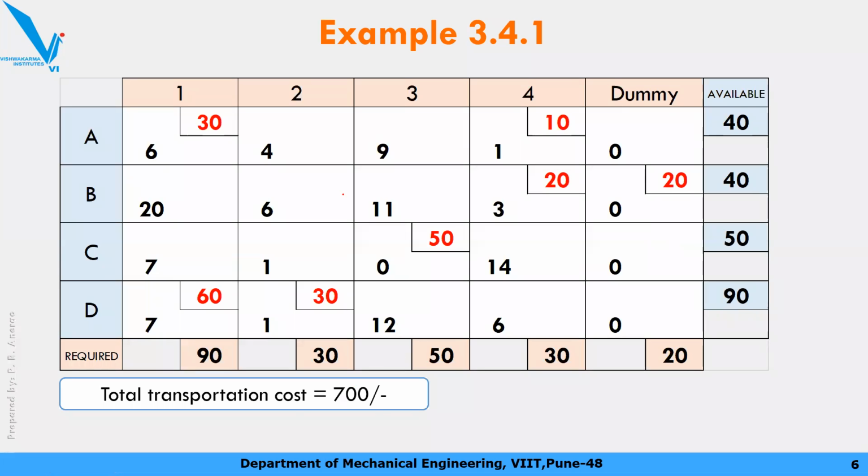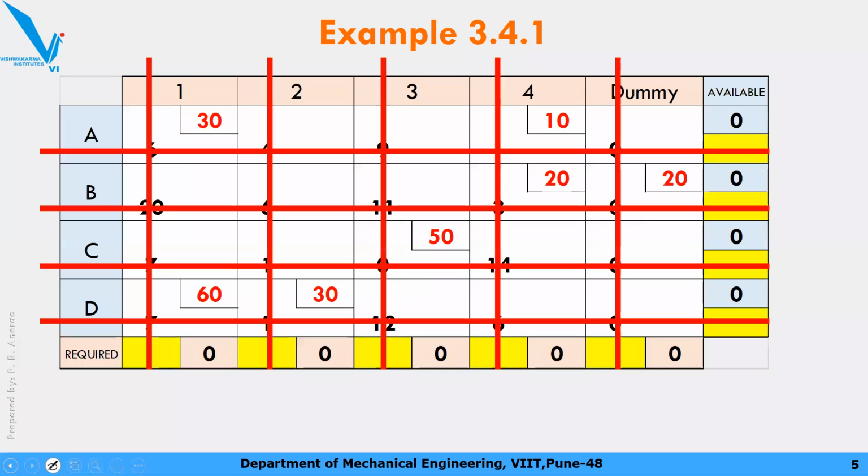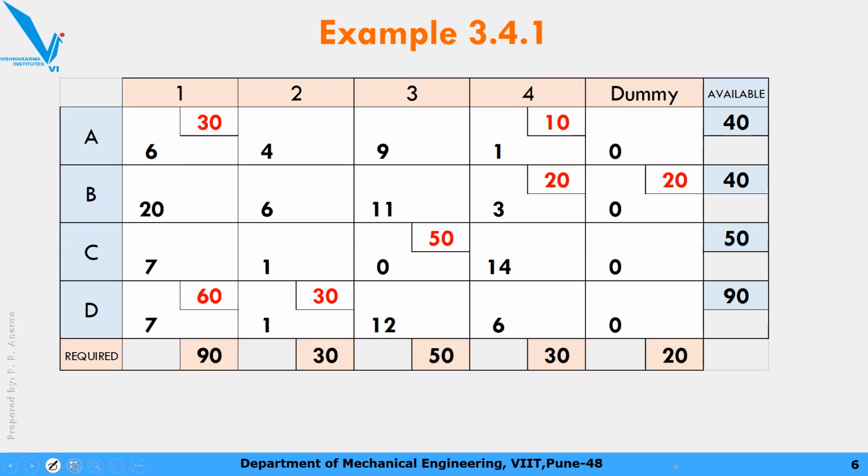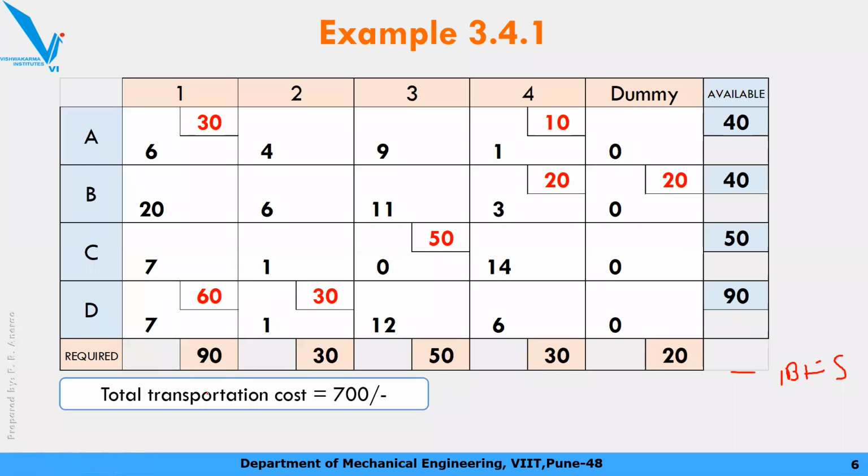So see, by using Vogel's approximation method, you got the initial basic feasible solution. This is your initial basic feasible solution. Then you calculate the total transportation cost. It happens to be 700. Now the next step is optimization. So that means you are going to implement the UV method or you are going to use the stepping stone method.